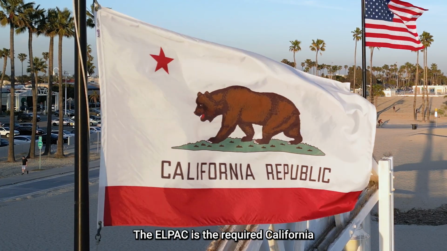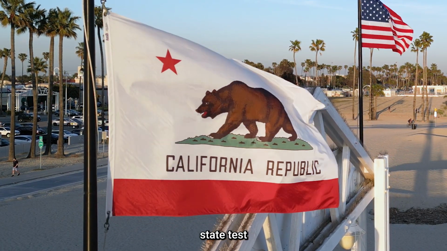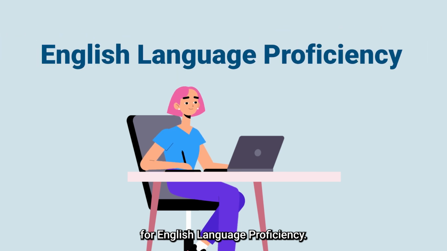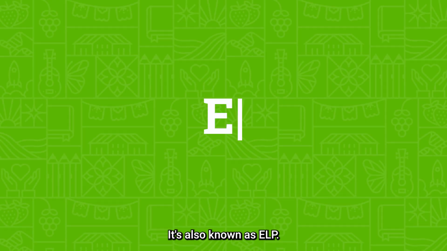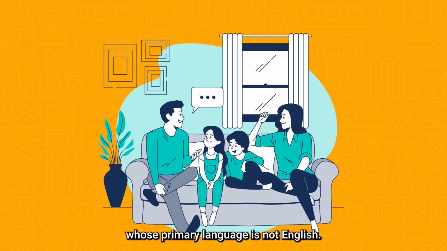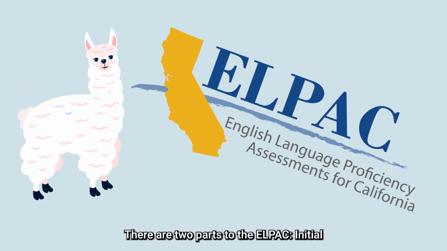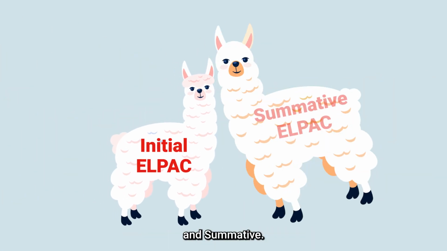The ELPAC is the required California state test for English language proficiency. It's also known as ELP. The ELPAC test is given to students whose primary language is not English. There are 2 parts to the ELPAC, initial and summative.